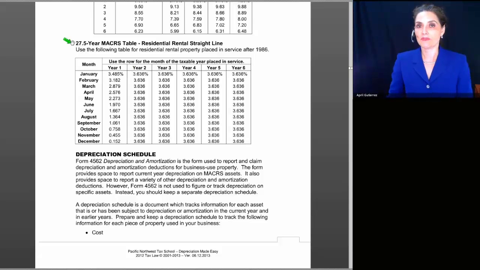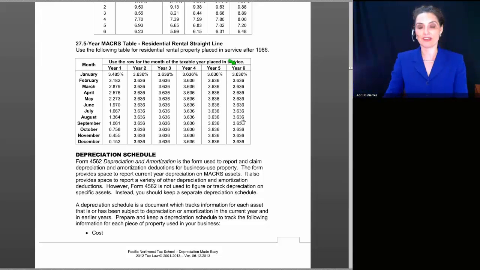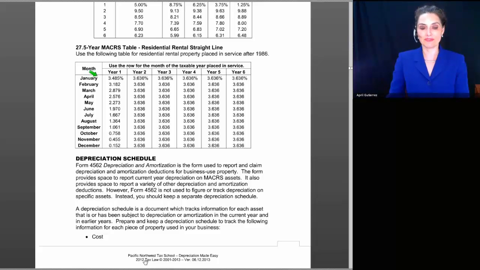And the 27.5-year table would actually go out for 28 years. I've only put the first 6 years in here, but this 3.636 is consistent all the way across until the very last year. And in the very last year, you're going to have the reverse of these numbers.